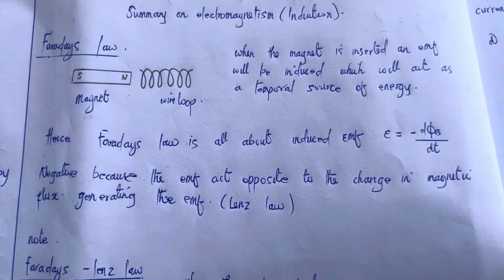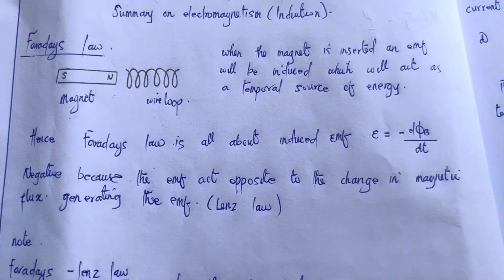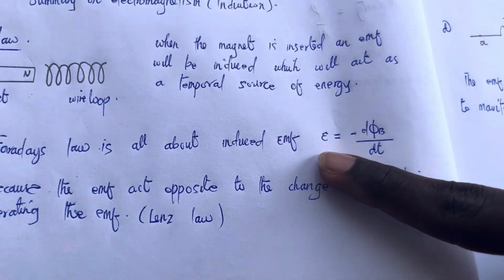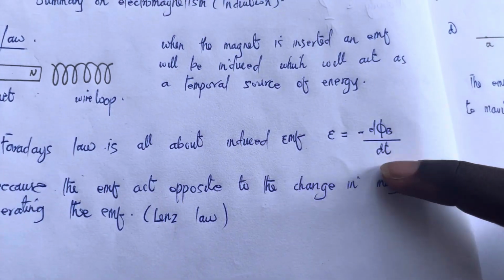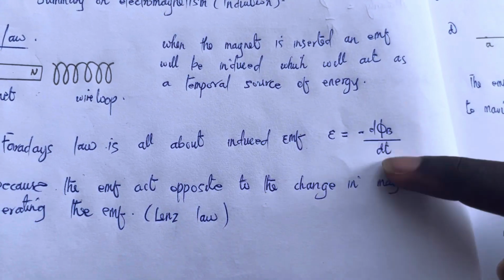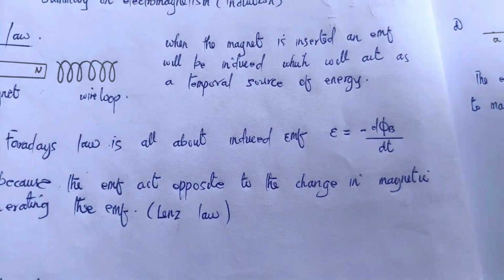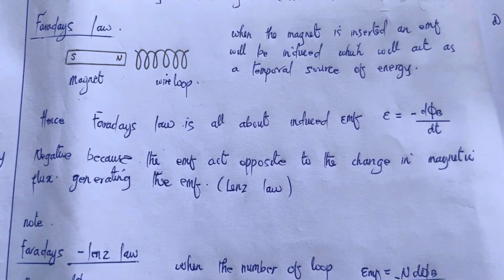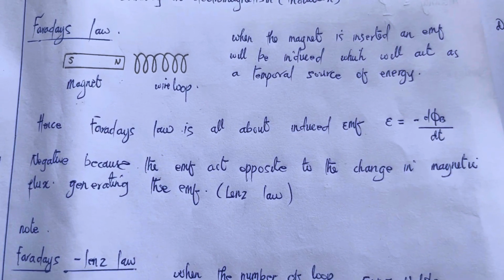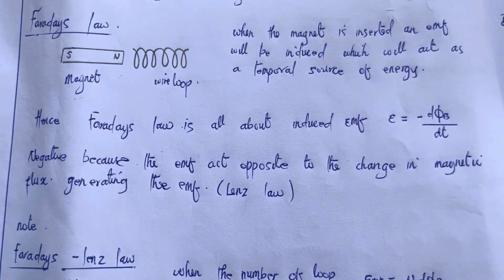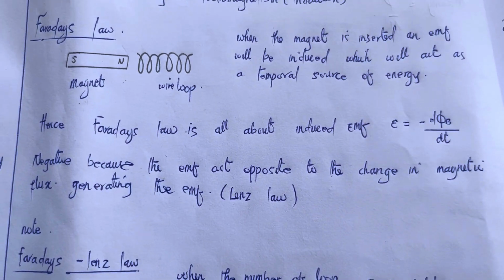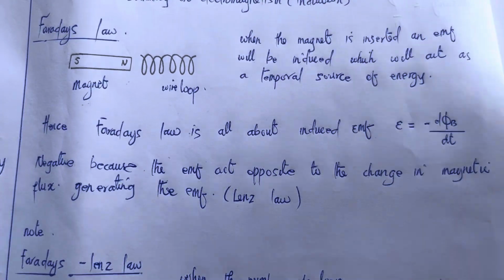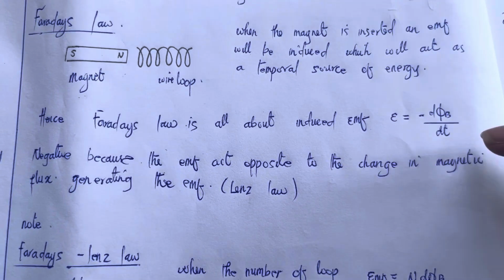Hence Faraday's law is all about induced EMF, and an equation can be generated from it: the induced EMF, E, is equal to the negative change in the magnetic flux divided by the change in time. One thing you should keep in mind: the moment there's a change in flux, specifically magnetic flux, then we get an EMF induced. But when you have a flux that is not changing, there will be no EMF induced. That's why they say change in magnetic flux divided by the change in time.